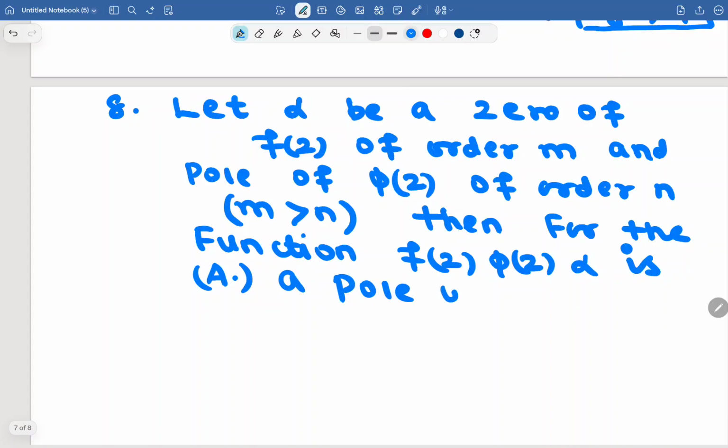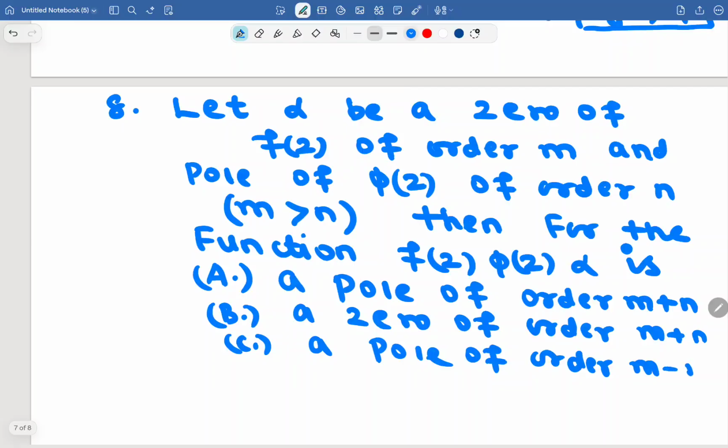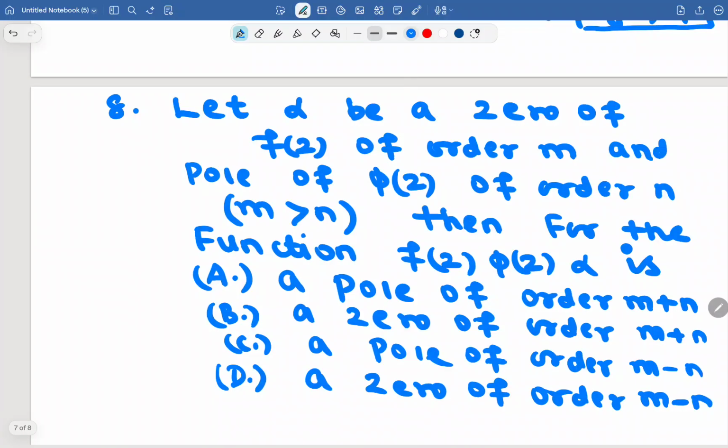a pole of order m plus n, a 0 of order m plus n, a pole of order m minus n, a 0 of order m minus n.